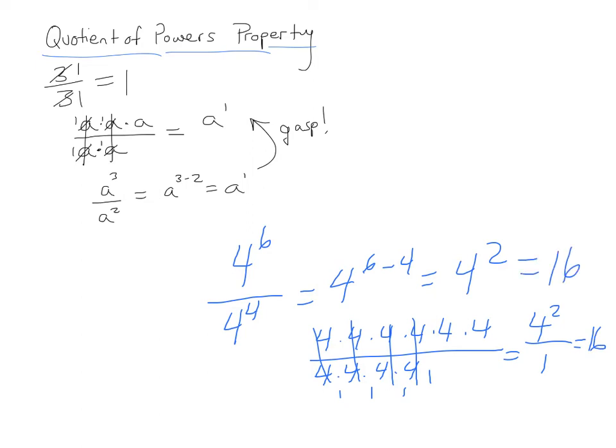So the rule for the quotient of powers property is simply, if you have something with the same base, a to the n, as long as you have a to some other exponent n on the bottom, you can say a, as long as it's the same base, a to the m, whatever's on top as the exponent, minus the bottom exponent. Bang, bang.